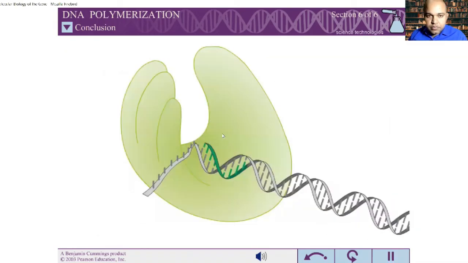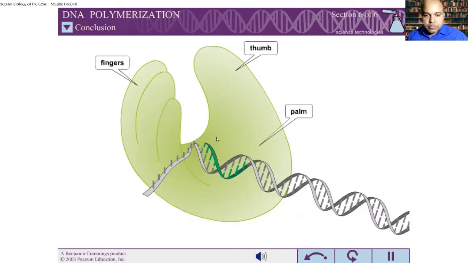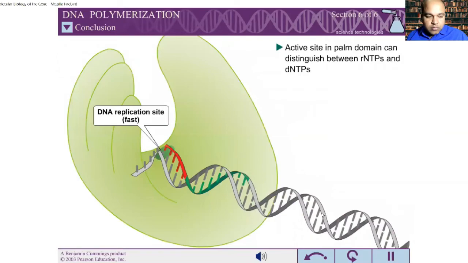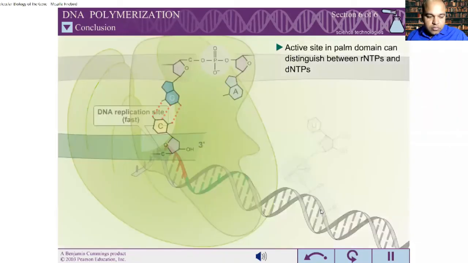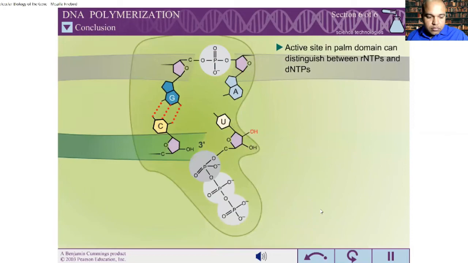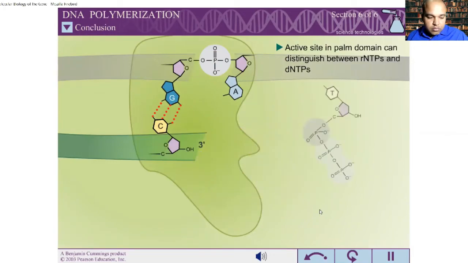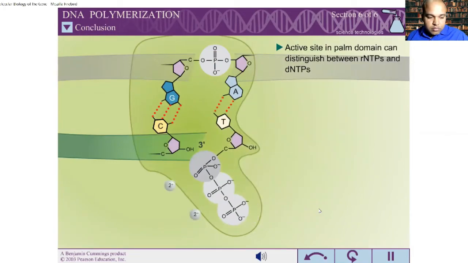Next. The main enzyme of DNA synthesis is DNA polymerase. Due to its shape, 3 domains of the polymerase, called the palm, fingers, and thumb, have been described. So there are 3 different domains: palm, finger, and thumb. The palm domain houses the active site for DNA synthesis. The palm domain can distinguish between rNTPs and dNTPs. 2 divalent metal ions in the palm domain are crucial for DNA polymerization activity. So there are 2 metal ions involved in this process.